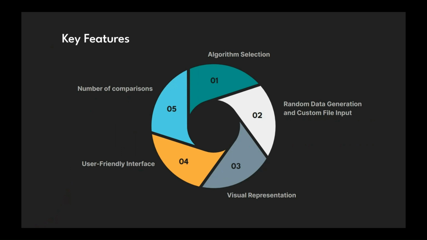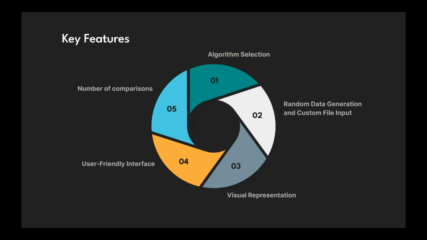The second feature is random data generation and custom file input. The application will allow users to generate random data sets of varying sizes to test and observe how each sorting algorithm performs with different inputs. And the user also is given the option to give manual input in the form of a text file. So this allows different forms of file input that can be generated through the user.